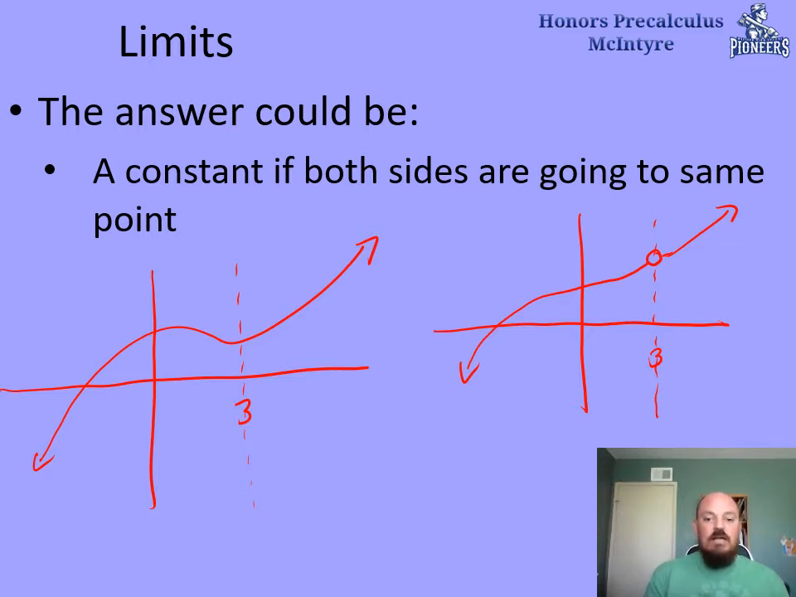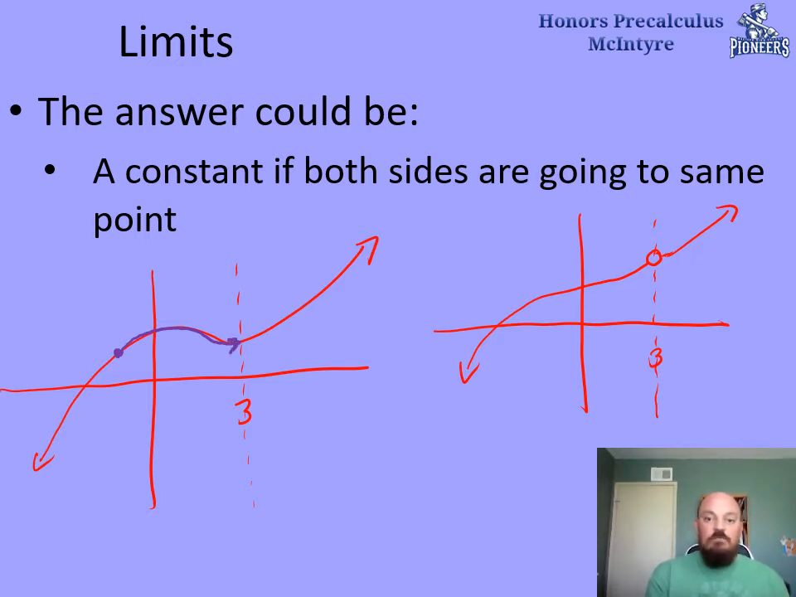So let's do it one side at a time. Let's look at the left-hand side first. So what I said is just pick any point on the graph. I'm going to pick this point right here. And I'm going to trace the graph towards the line and see where it's going. So from the left-hand side, it's going to that point right there.